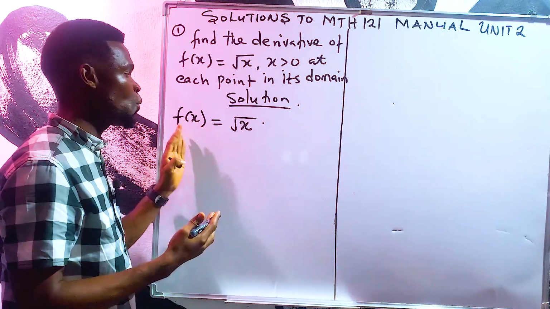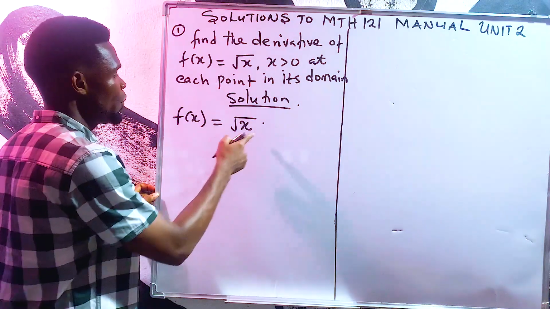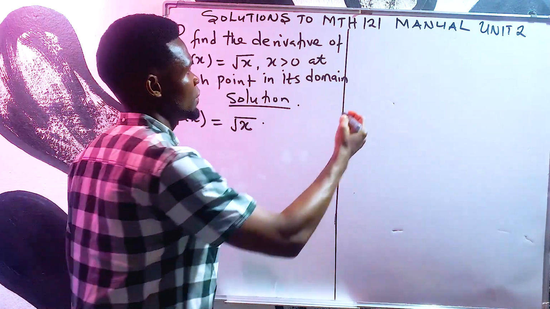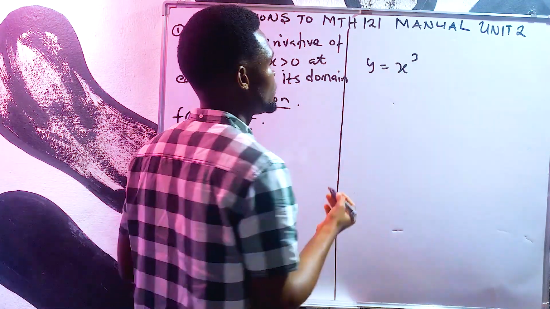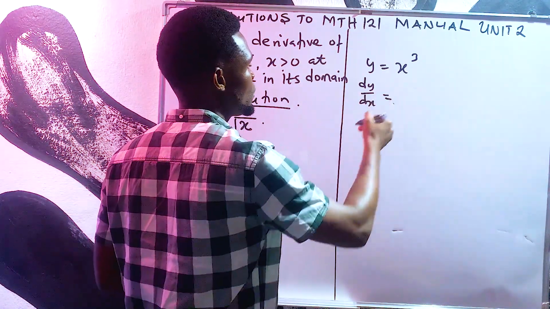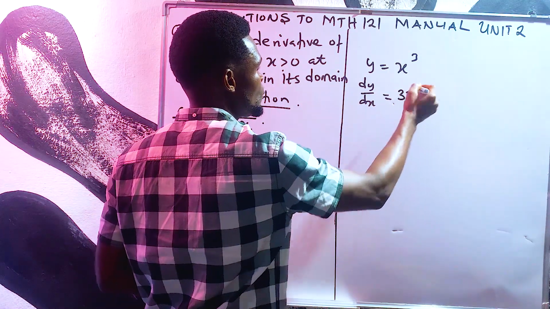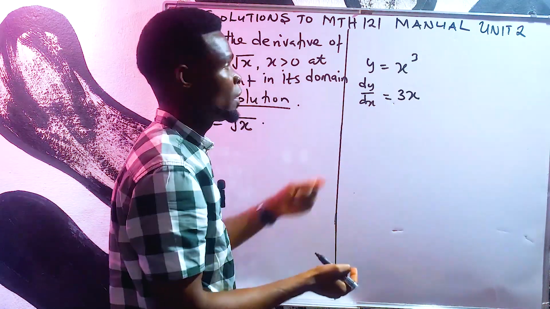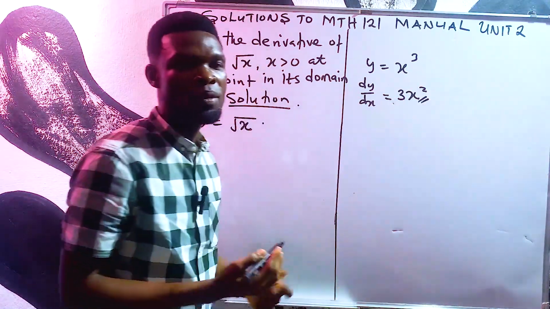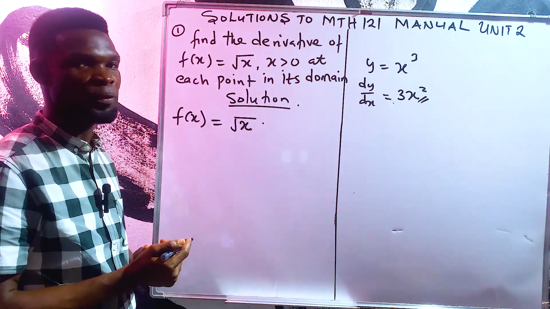F of x, you can also say y, is equal to root x. Remember that when you want to differentiate a function, for instance, say y is equal to x cubed, it's very easy. You write that dy over dx is equal to the power times the coefficient. So 3 times 1 is 3. Then x raised to the power, the power minus 1. That is 3 times 1, 3. Then 3 minus 1, you have 2. That is how to differentiate a function. So applying that same method, that's how you differentiate this function.